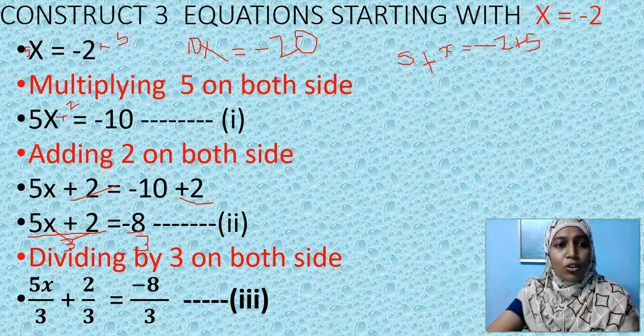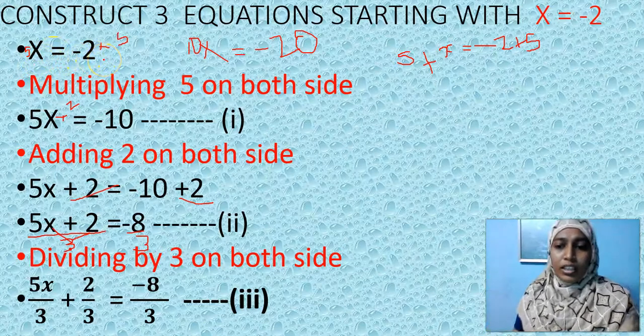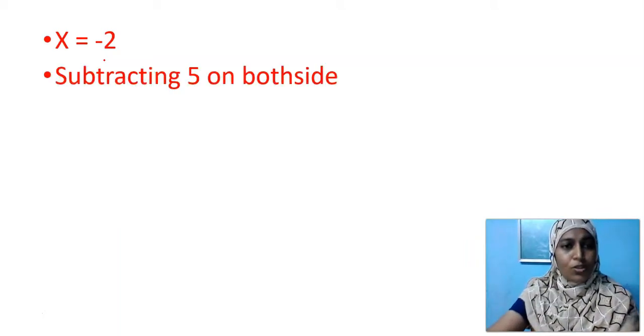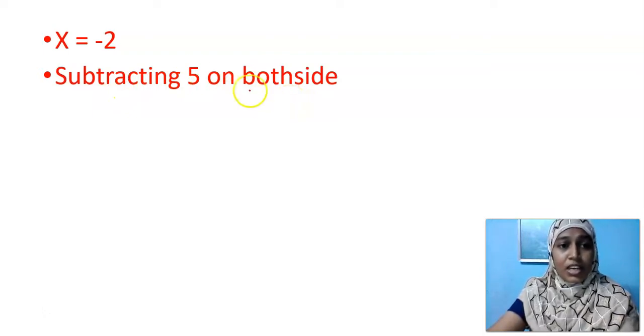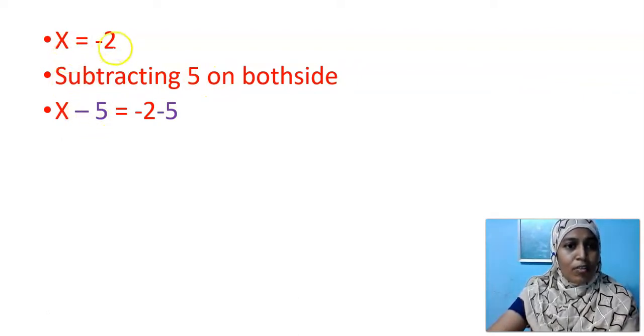Again, I will explain with the same x is equal to minus 2 how I get another 3 equations. Here it is. I started with x is equal to minus 2 and now I am subtracting 5 on both sides. I didn't start with multiplication or addition. I am starting with subtracting 5 on both sides. So x minus 5, minus 2 as it is minus 5.